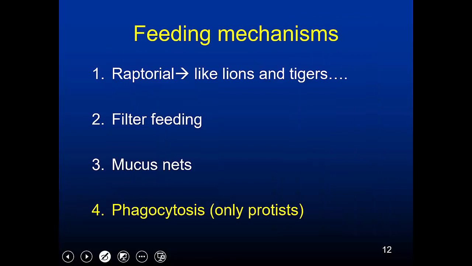So again, the fourth way that we're going to be talking about, not today, is phagocytosis, which is a very, very different way of feeding than all the three that we just mentioned. So these are the three that we already talked about, which you now should understand and know about.